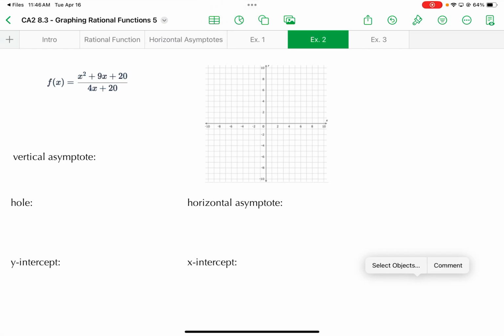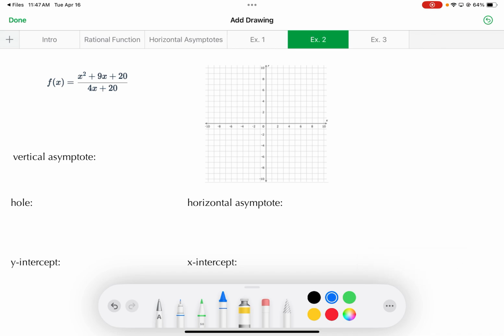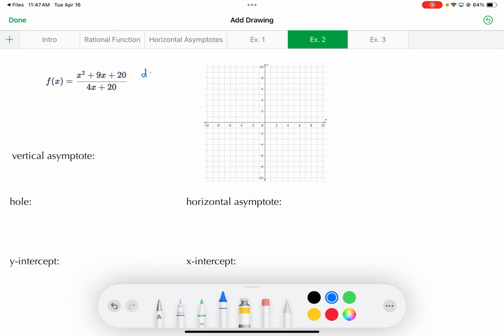All right, so in this example, something a little different is going to happen than in the previous example. First, let's start by looking at the degrees of the numerator and the denominator. That'll help us with our horizontal asymptotes. The degree of the numerator is 2, and of the denominator is 1. Remember, just look at the highest power in each to determine that, right? So we want to make a comparison between the two degrees. Here, the degree of the numerator is larger than that of the denominator.